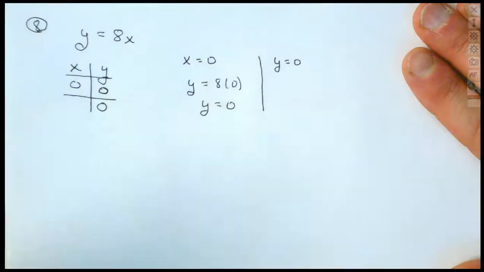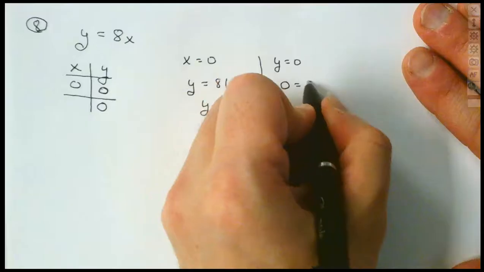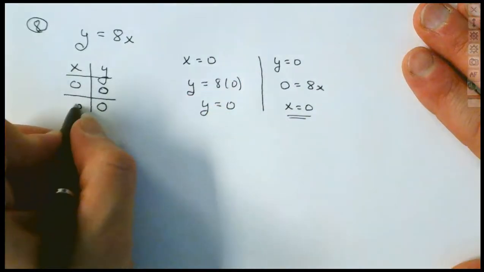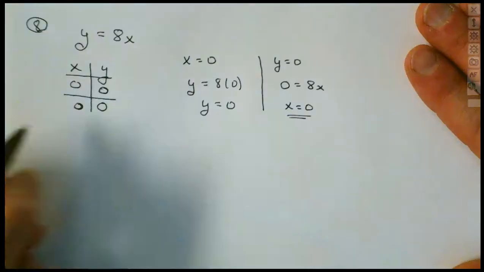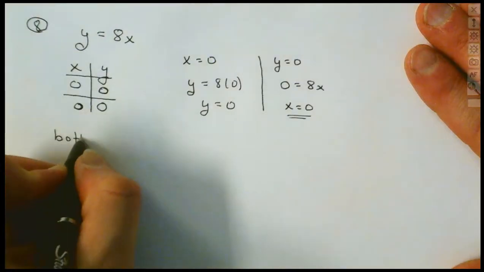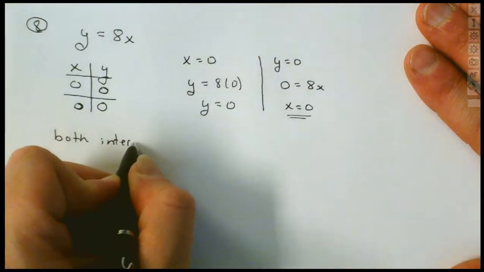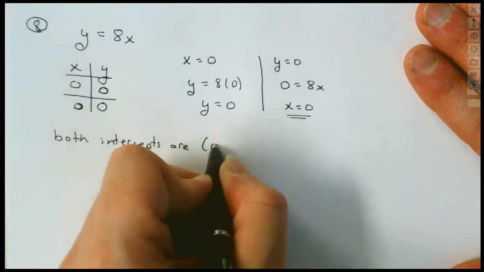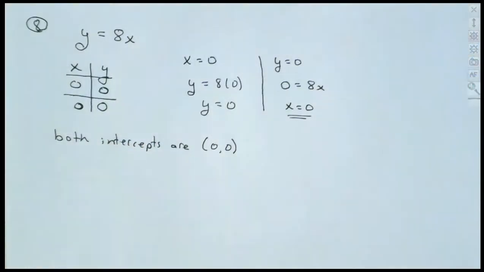So if I plug in y equals 0, it gives you 0 equals 8x, which is x equals 0 as well. So both intercepts are 0, 0. Is everyone okay with that? Now, can we graph this yet? No. Why not? We need two distinct points. We only have one. So we have to come up with another one somehow.